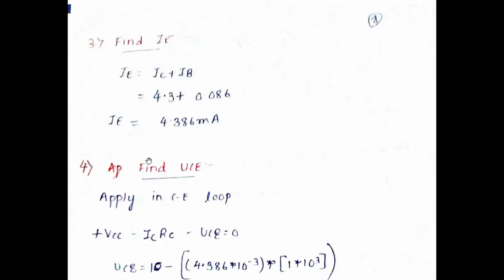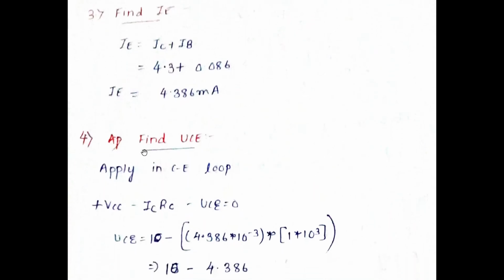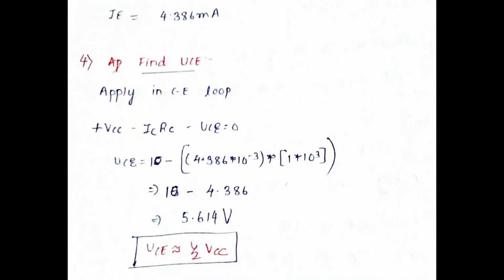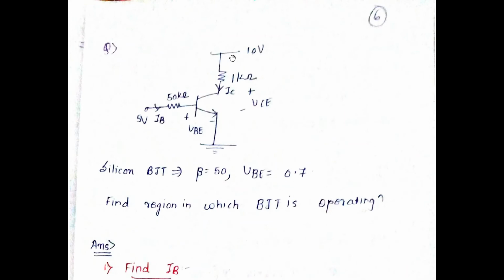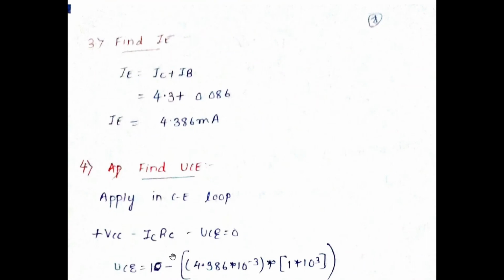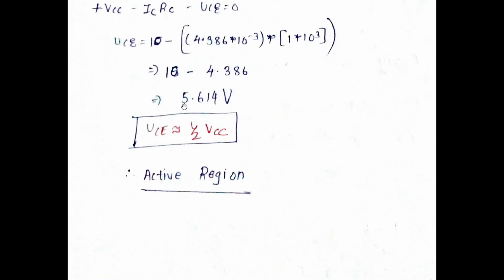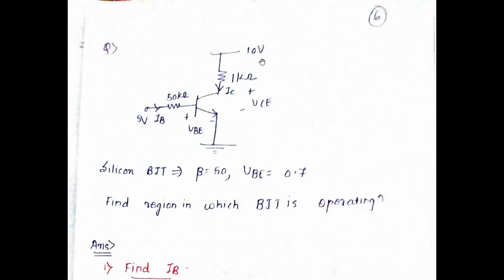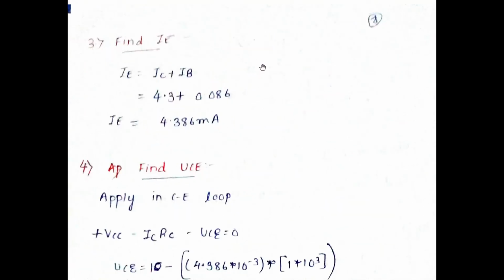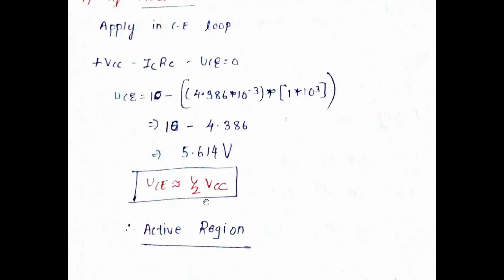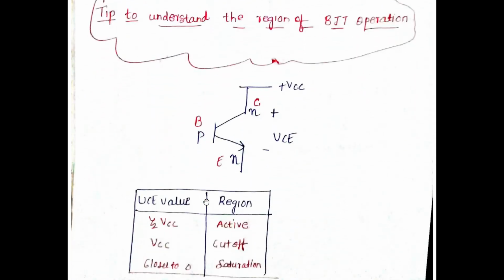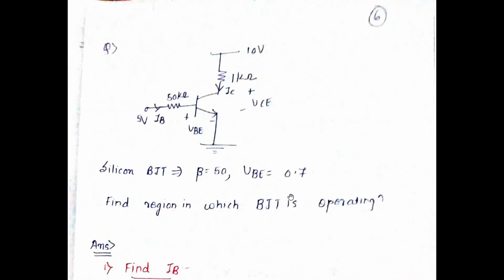Then we get the value of IE. From these values we apply KVL in the collector to emitter loop. So we have plus 10 minus IC into 1k minus VCE equals 0. So this VCE value is equal to 5.614 volts. Now this value is approximately equal to half times VCC, that is half of 10, which is 5 volts. Since VCE is about half times VCC, we have the region as active region. I hope I am very clear with this.